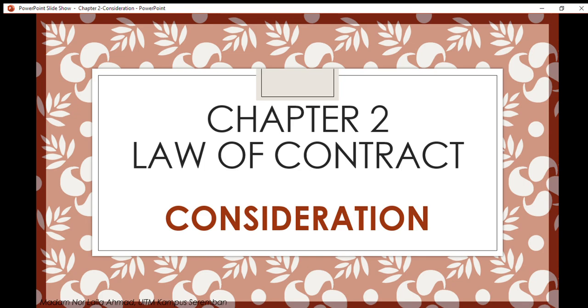Today we're going to proceed with the next element under the law of contract, which is the element of consideration. Consideration is also an important element or requirement in order to form a valid contract.